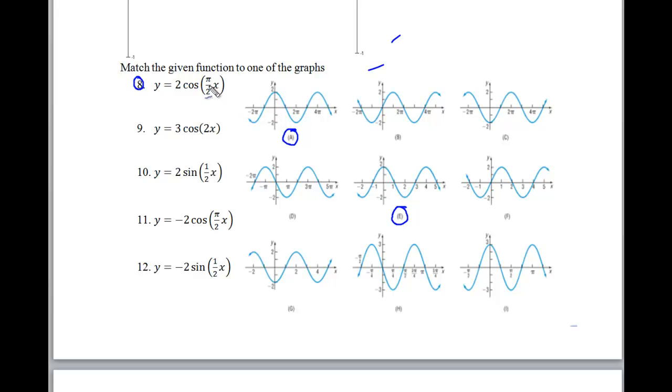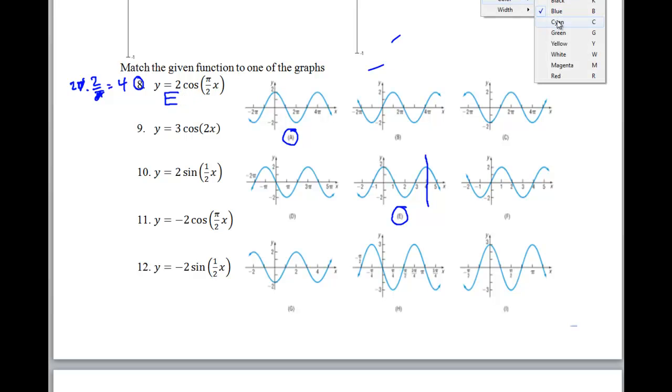And it looks like my period is pi over 2. So what we'll do is take our 2 pi and divide it by pi over 2, which is the same thing as multiplying by 2 over pi. If we simplify that out, the pi simplifies to 1, and then 2 times 2 is 4. So it makes one full cycle within 4 units, and that would be letter E. So 8 is letter E. Now what's cool about this is we can use process of elimination to do some of the other ones here. So let's go to our next problem.